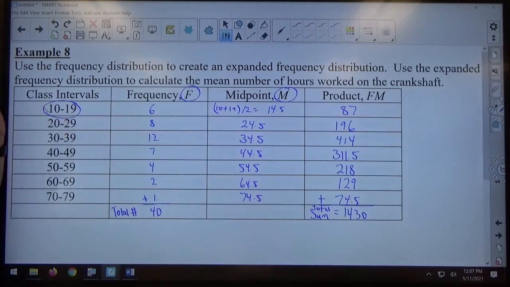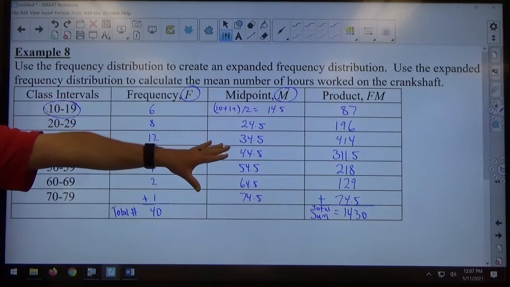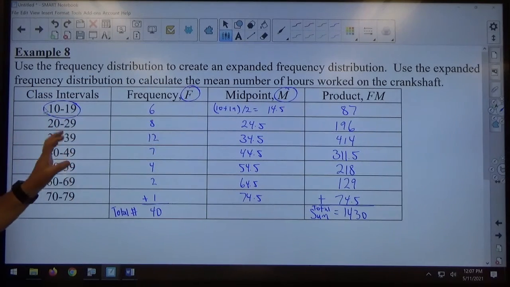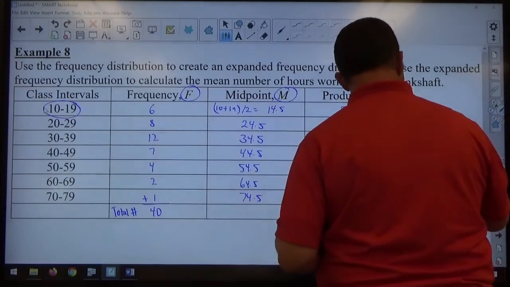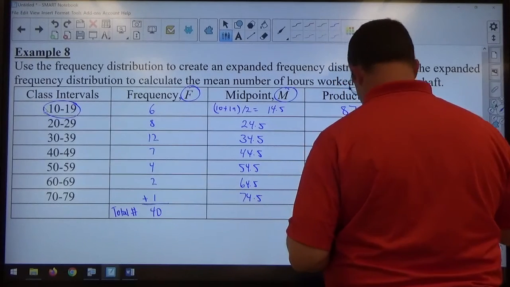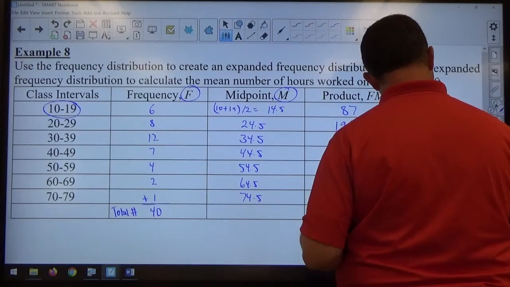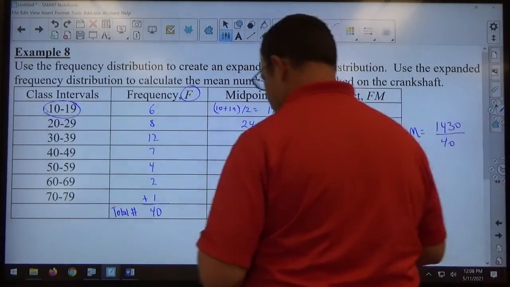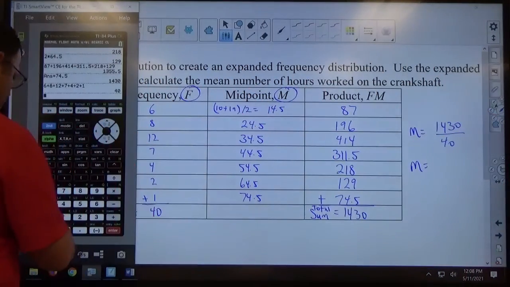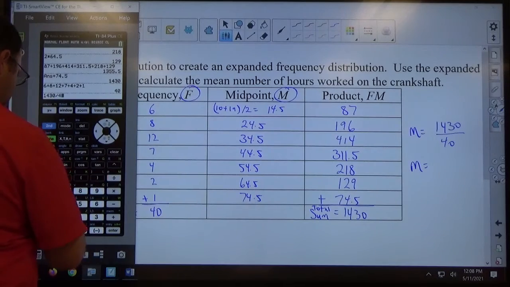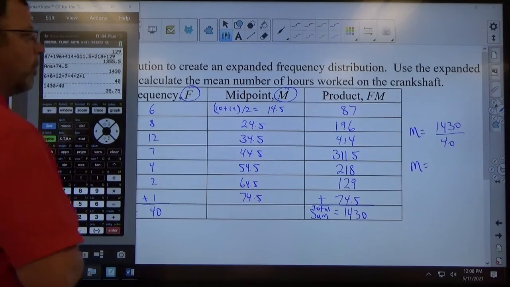All right. Mean is the sum divided by how many numbers there are. So the mean number of hours worked based on the frequency table, I'm going to put M for mean, is going to be 1,430 divided by 40. Whatever that comes out to. 1,430 divided by 40 comes out to 35.75 hours.